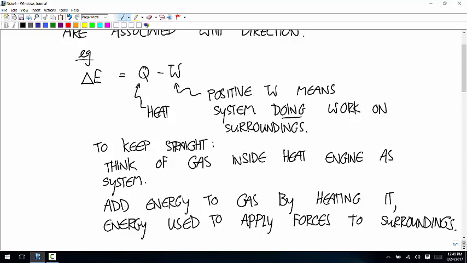So if you're thinking about a heat engine, Q and W are both positive. You know what I mean? Q is positive because you're adding energy to the gas, and W is positive because the gas is doing work on the surroundings. Okay, I'm spending too much time on that now, but that's something that's going to be coming down the pipe, and we have to be careful about keeping that straight.